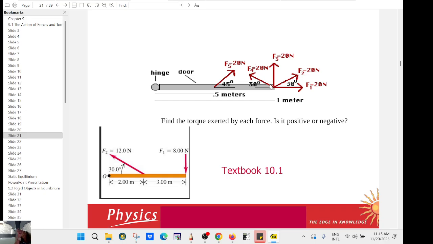No, it's a force times a distance. So it's a Newton times meters. Because it's not a force, it's a twist. It's how efficient you are in making the rotation happen. Torque is a twist.